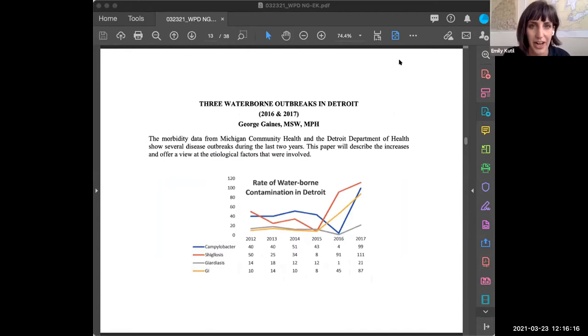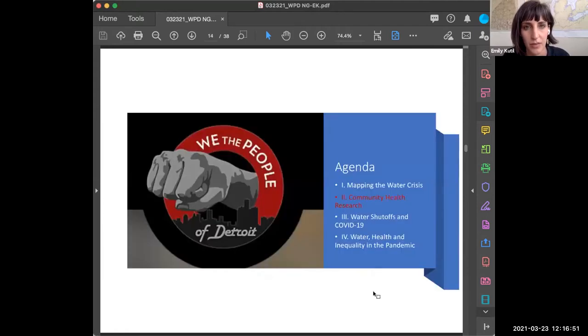And we see this also, and I don't know if Nadia maybe has something to add about this, in context with the rise of other waterborne contamination. This is research that was done by George Gaines, who was tracking the increase in diseases like Campylobacter, shigellosis, giardiasis. I am not a health researcher, as you can see. And so we see all of these increases in water-related illnesses mapping onto the timeline of mass water shutoffs in the city.